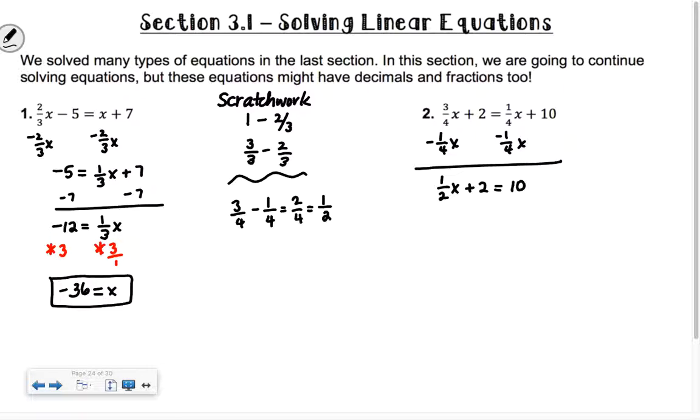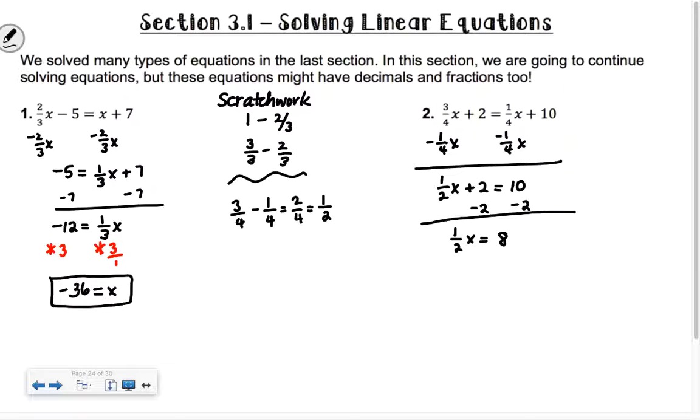Now I need to combine my numbers. So I'm going to take my 2, and I'm going to get it away from the x. I'm going to take it to the other side of the equation. Why do I do the line? Sometimes the line helps you organize your thoughts. So I'm saying, okay, subtracted 2, what's my result? So I get 1/2 x equals 8, like that.